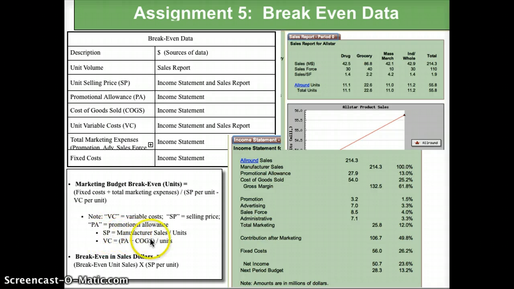If selling price is manufacturer sales divided by units, you'll use two of the reports. Here you pull manufacturer sales from your income statement. That's this value here. And the units you're pulling from your sales report. So unit selling price is an item or measure that you'll have to calculate. What I'd like you to do is work through this. Again, this is the information from exercise 6, the calculations from exercise 6, and I've just provided you with screenshots of the reports that they reference in those exercises, telling you where you might find the data.